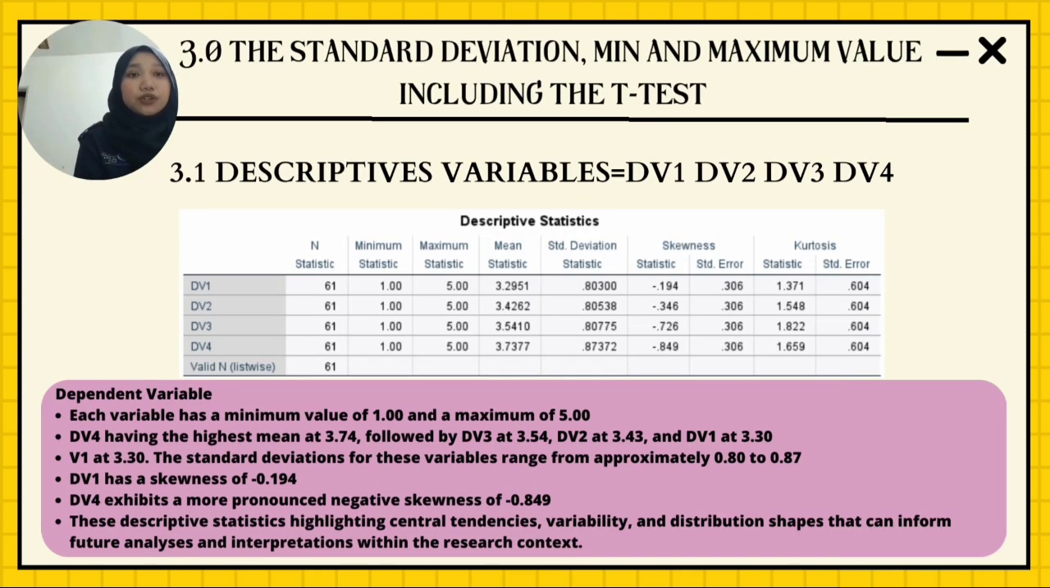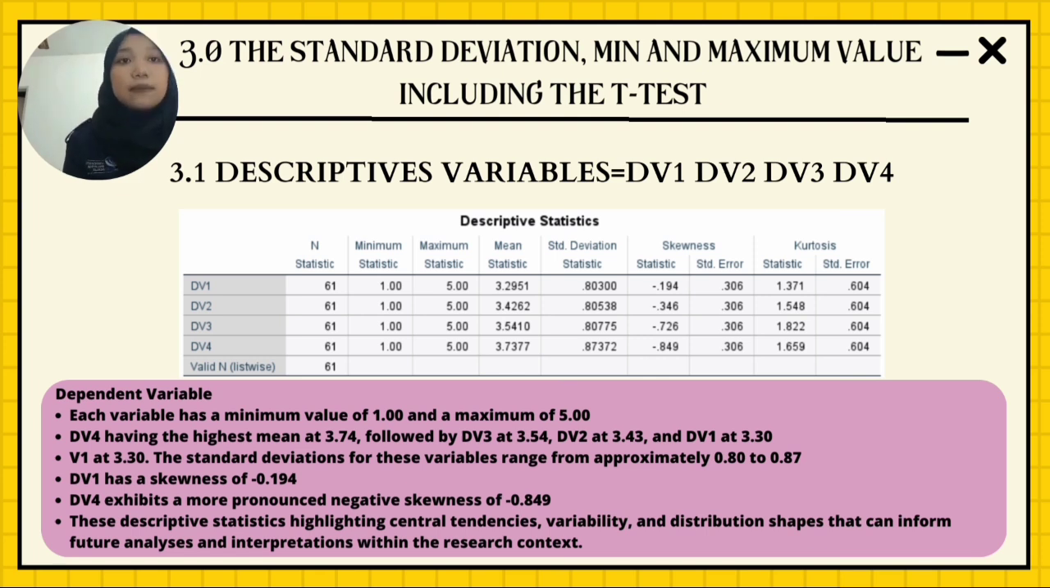Let's move to 3.0, the standard deviation, mean, maximum value, and also the t-test. 3.1 is the descriptive variables DV1, DV2, DV3, and DV4. For the dependent variable, each variable has a minimum value of 1.00 and maximum of 5.00. DV4 has the highest mean at 3.74, DV3 at 3.54, DV2 3.43, and DV1 3.33. DV1 has a skewness of 0.194. DV4 exhibits a more pronounced negative skewness of negative 0.849. These descriptive statistics highlight central tendencies, variability, and distributions that can inform future analysis and interpretations.